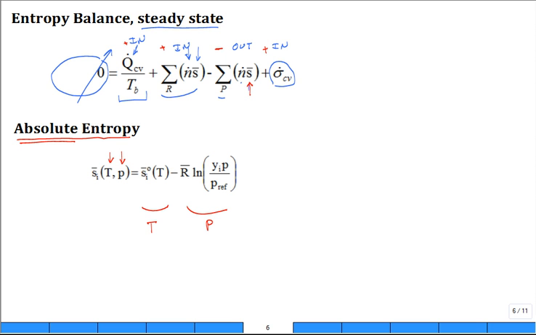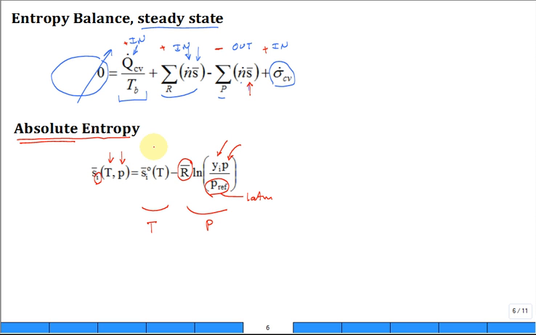R bar, universal gas constant. P ref, 1 atm. It's our standard atmospheric pressure of 1 atm. This is our pressure of whatever that substance is at in the mixture. So if it's CO2 you're calculating the absolute entropy of, then it would be the pressure of the products times the mole fraction of that CO2, or whatever species or component you're looking at.